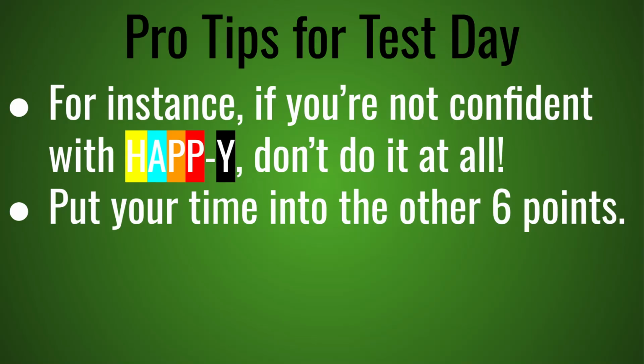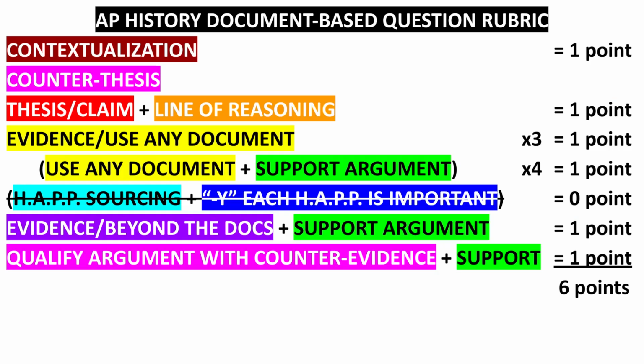So for instance, let's say that you're just not confident with HAPPY at all. It's kind of a complicated thing. It destroys the flow of your essay. You just don't really get it. That's fine. Then don't bother at all trying it. Just skip it entirely. Don't get out there and slug away for 20 minutes trying to get good at it in the middle of your test. If you're not good at it, you're not confident in it, you still don't really understand it, just skip it and put your time into the other 6 points.